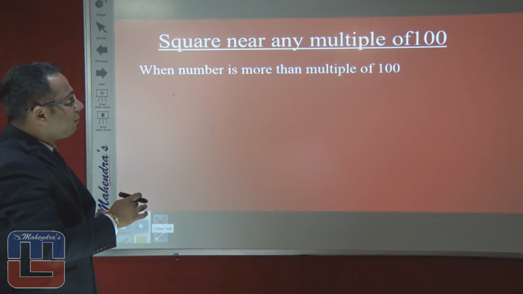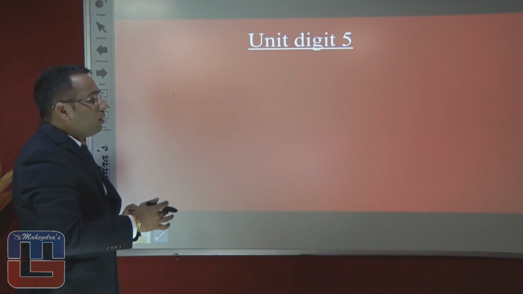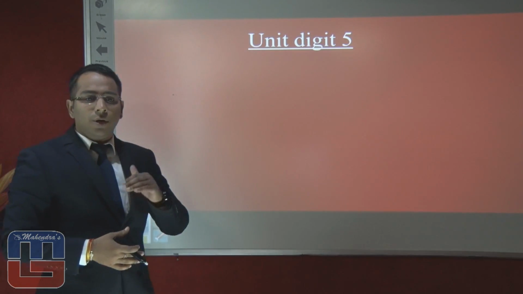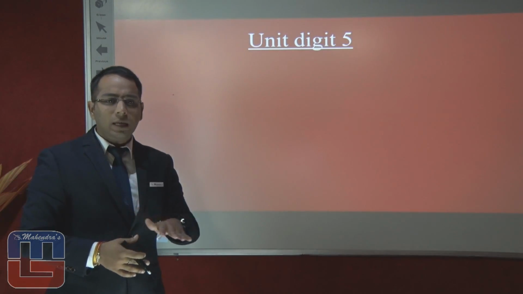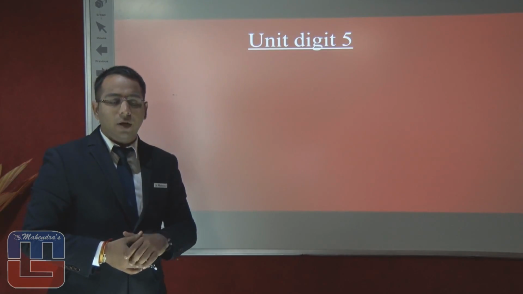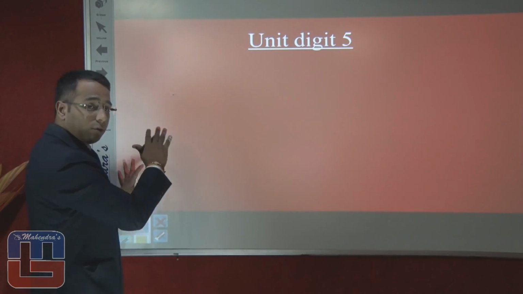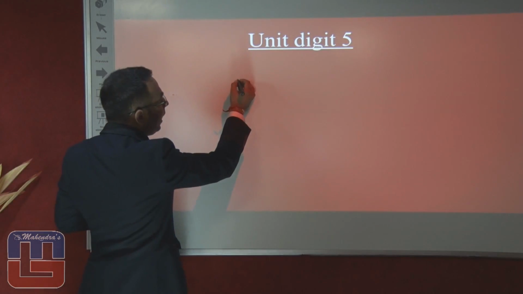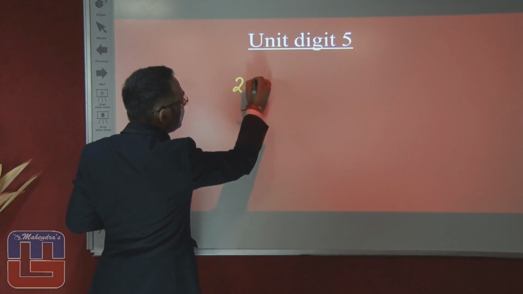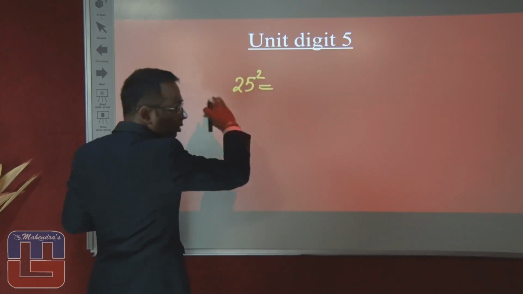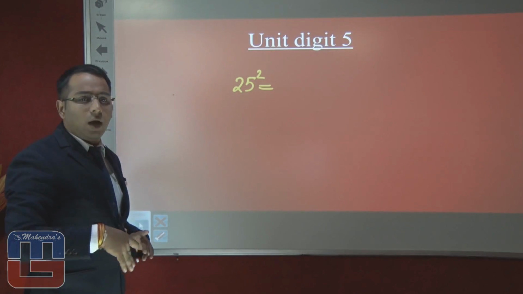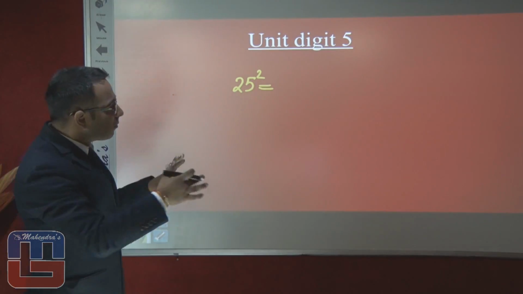Let us see if the number is having unit digit 5. Any number with a unit digit 5, the square will be taken out very easy. That's the best trick you can have for the squares. What we have to do? Let us see square of 25. We all know the square of 25 is 625. How we can calculate it fast?